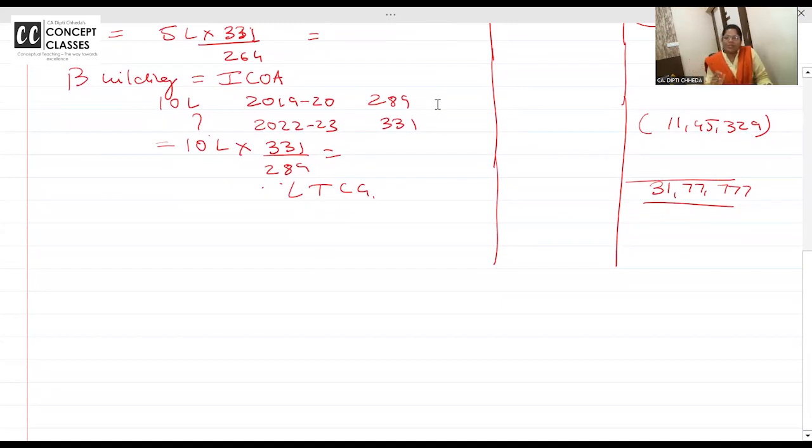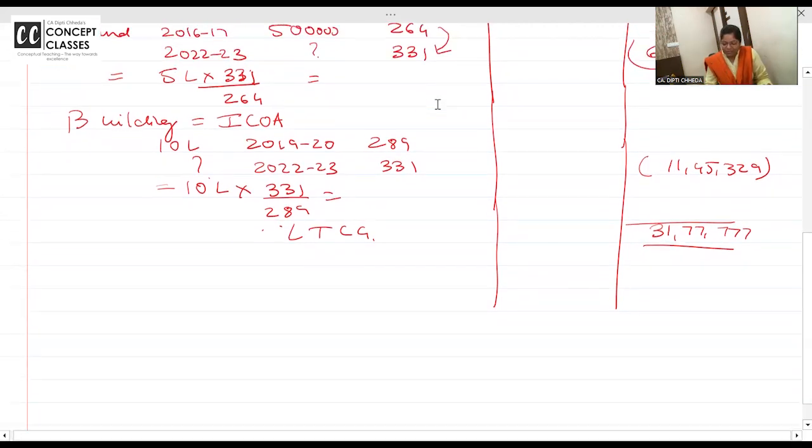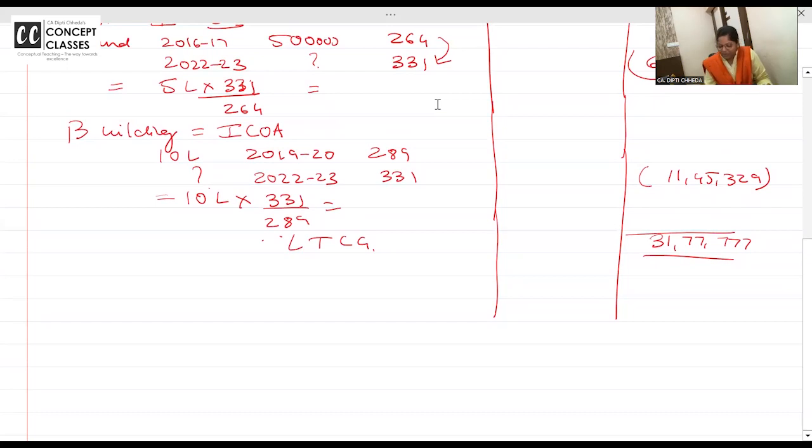There's a lot more to learn in capital gain, bonus shares, right shares. If you watch the revision video of Inter, you will be able to recollect. Okay, this long-term capital gain will be taxed at what rate for Kaushik? It will be taxed at 20%.